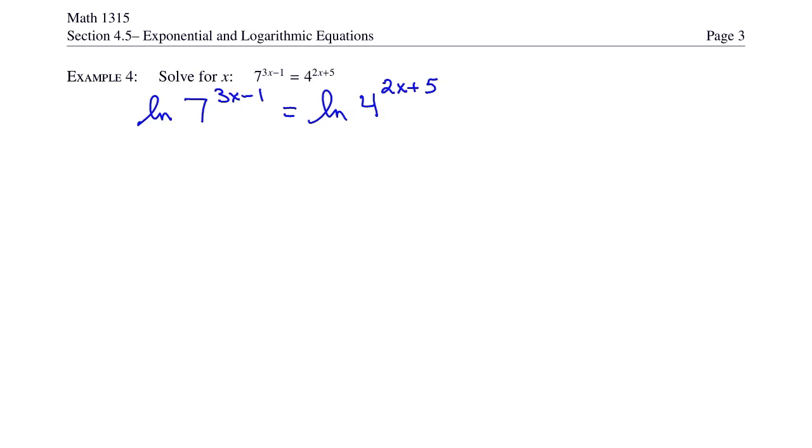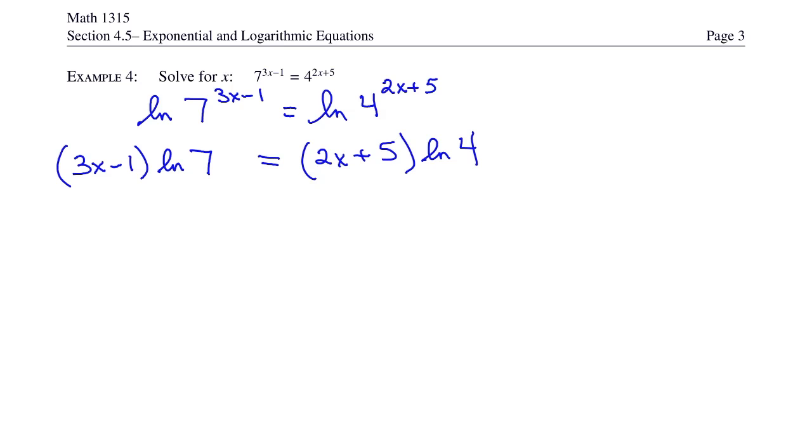Next, bring the powers down. Now, notice that the power here is a binomial, so there's two terms. I need to make sure that the natural log of 7 gets multiplied by both the 3x and the 1. So I'm going to use parentheses around that. Let's do the same thing on the right side, and use parentheses around that 2x plus 5 as well.